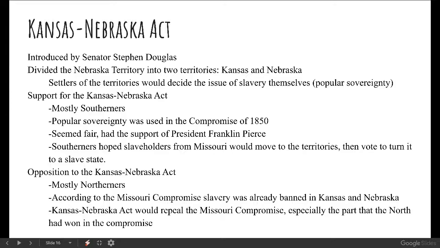And so they felt that the Kansas-Nebraska Act would repeal the Missouri Compromise, something that they had worked very hard to get into place. And so, especially the part of the North that had won in the compromise, those people are going to be against the Kansas-Nebraska Act.